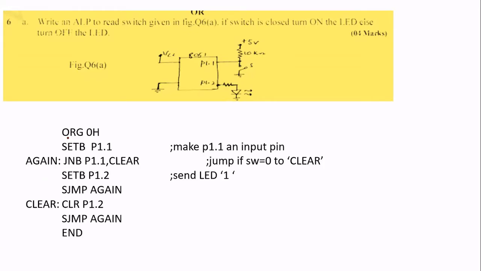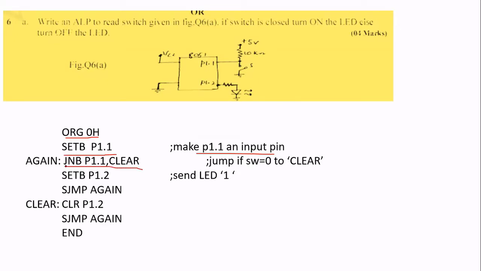Let me start with ORG 0h. That is, I am originating, I am starting from the 0th location. I'll be making P1.1 my input port. I have written a comment also. What is it that I need to do? I need to check the switch status. So JNB P1.1, I'm checking the switch status.